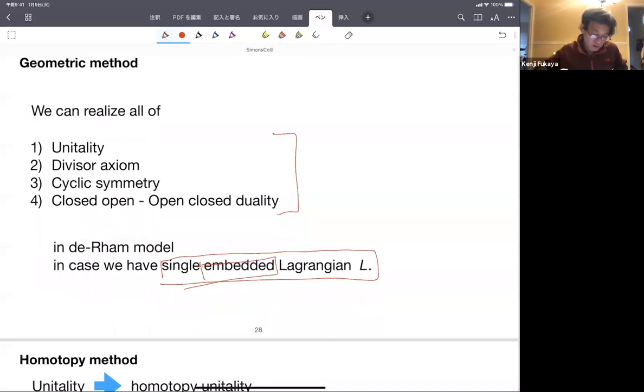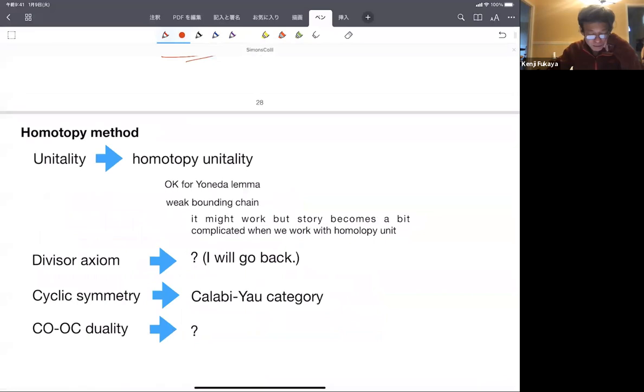Now, I'm not so sure how much people realize this kind of symmetry using the homotopy method, but something I know is the following. So first thing is this unitarity. Please correct me if something is already known other than what I wrote. So for the unitarity, there is something called a homotopy unitarity. Here we can just replace unit by homotopy unit. And that we can do.